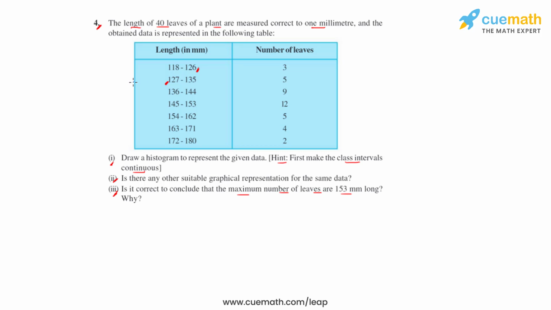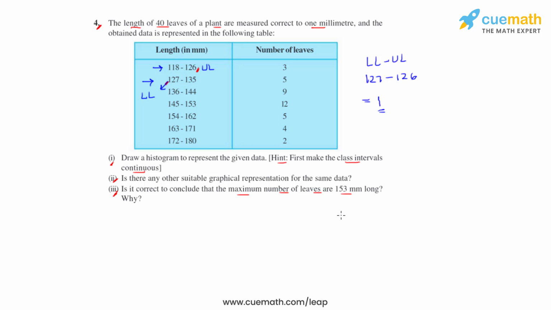To make the classes continuous, we will have to find the difference between the upper limit of a class and the lower limit of the succeeding class. So we take this as our first class, for which the upper limit is 126, and this is our succeeding class for which the lower limit is 127. So let's find the difference: lower limit minus upper limit, which is 127 minus 126. We get the difference as 1.